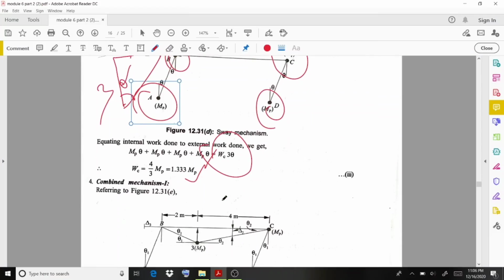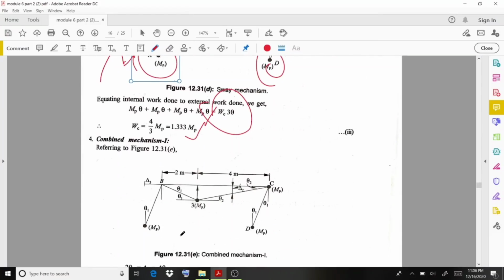Then coming to the combined mechanism, first of all you take under the first load, that is here there will be a value Mp, here it is going to be 3Mp. Actually in this case, this BC portion, the plastic moment value is going to be 3Mp. That's why we are taking 3Mp. Then at this point we are considering Mp. Why? We already discussed, if at a joint, here 3Mp and here Mp, the smaller value will be considered for that particular joint. That's why we are taking Mp and here also Mp.